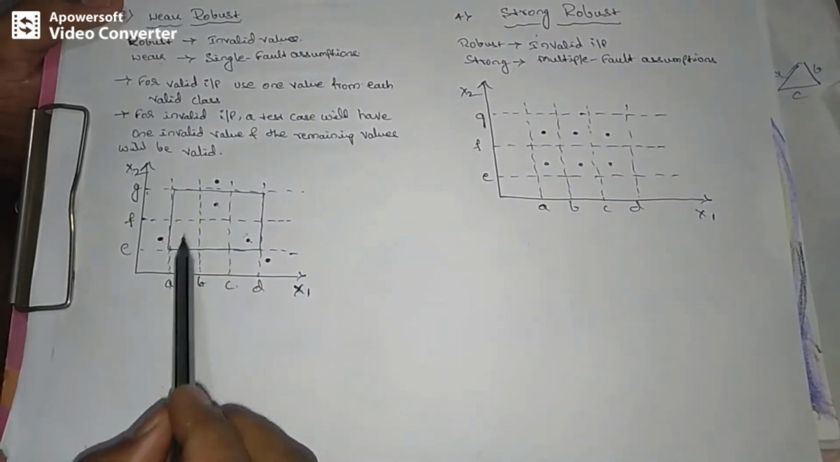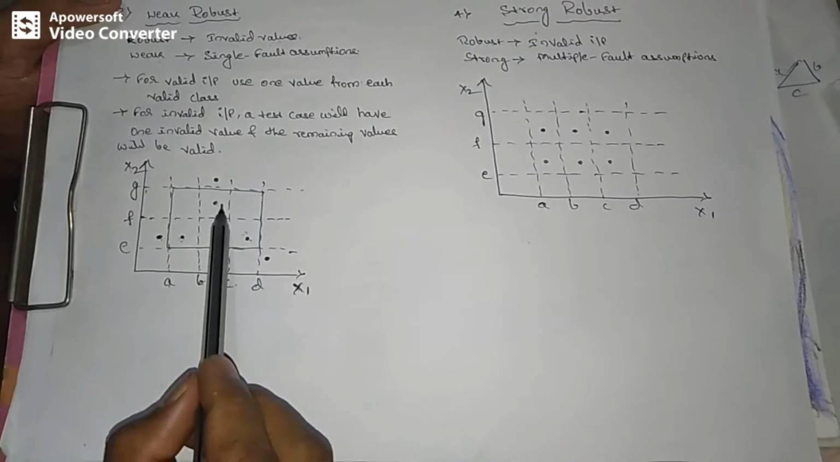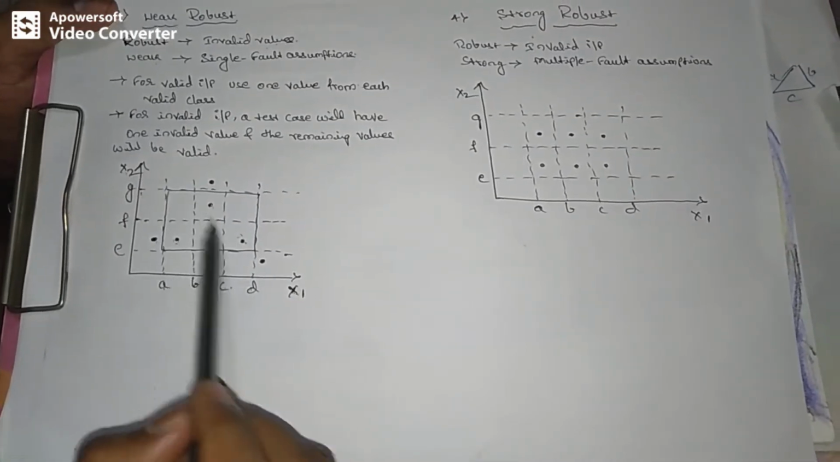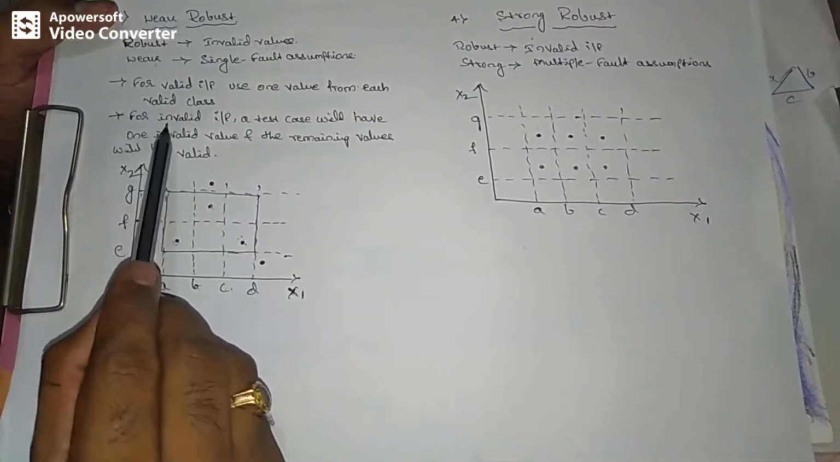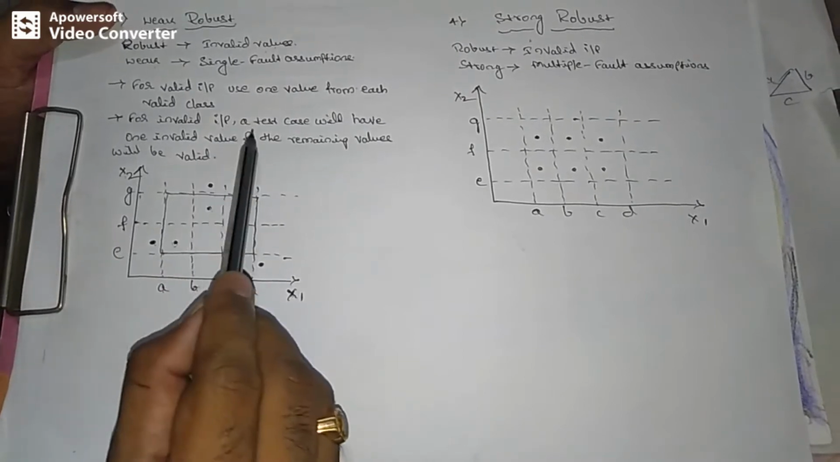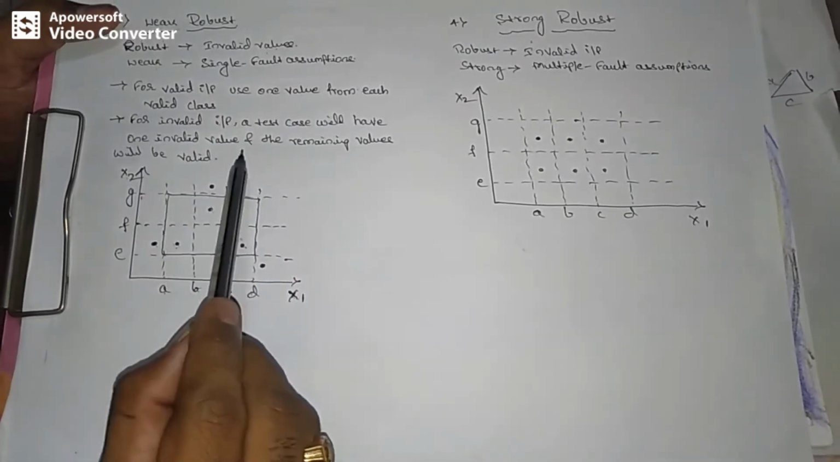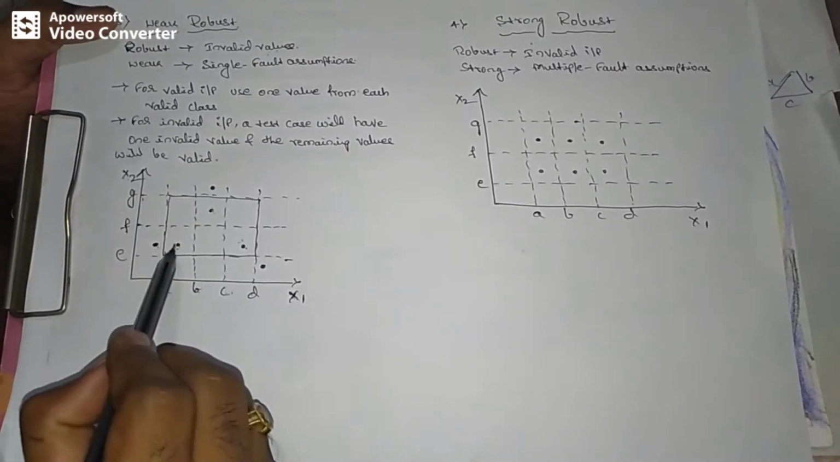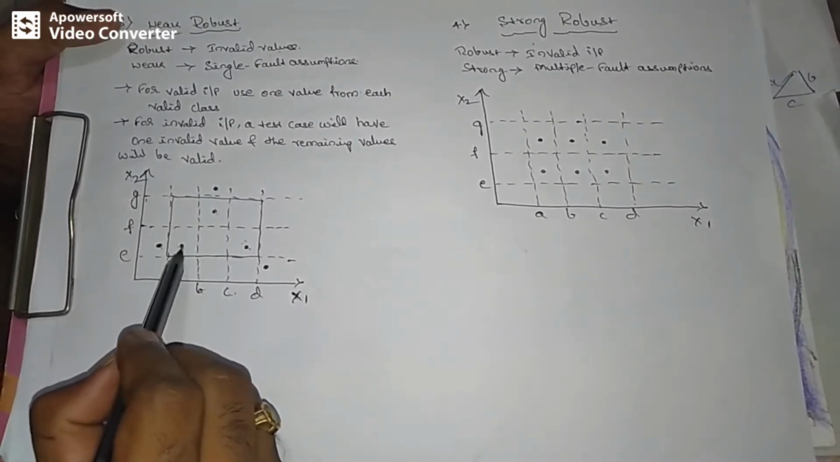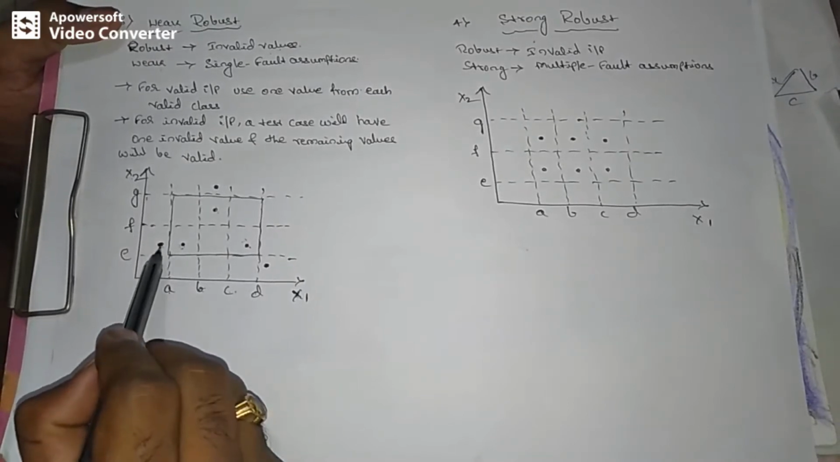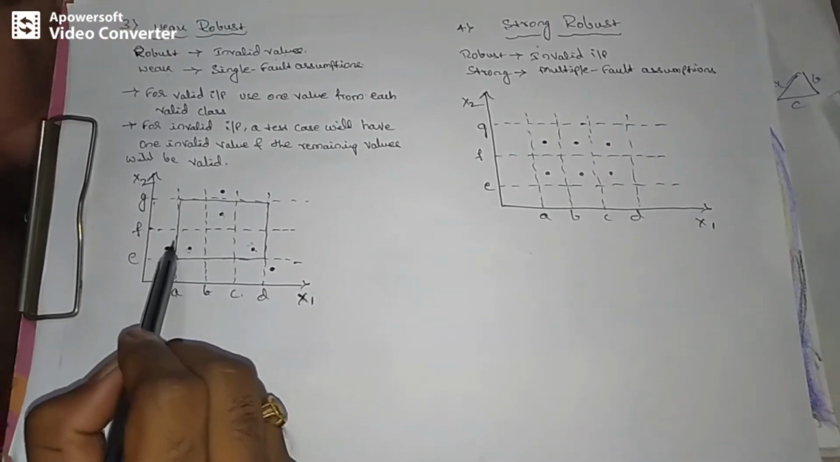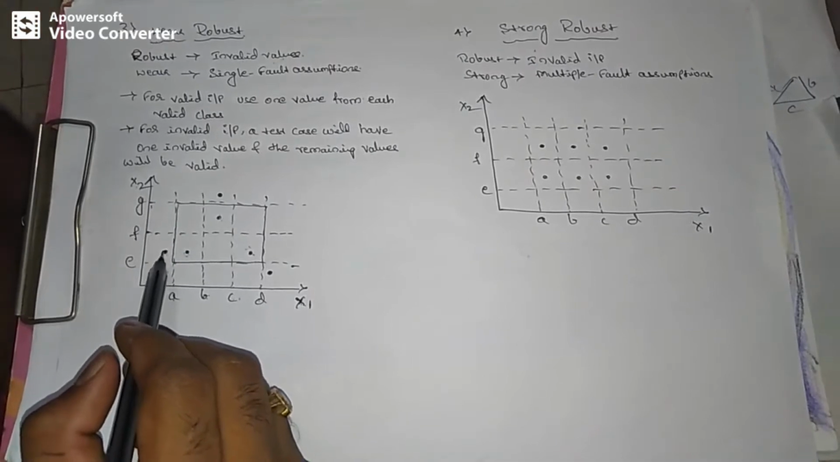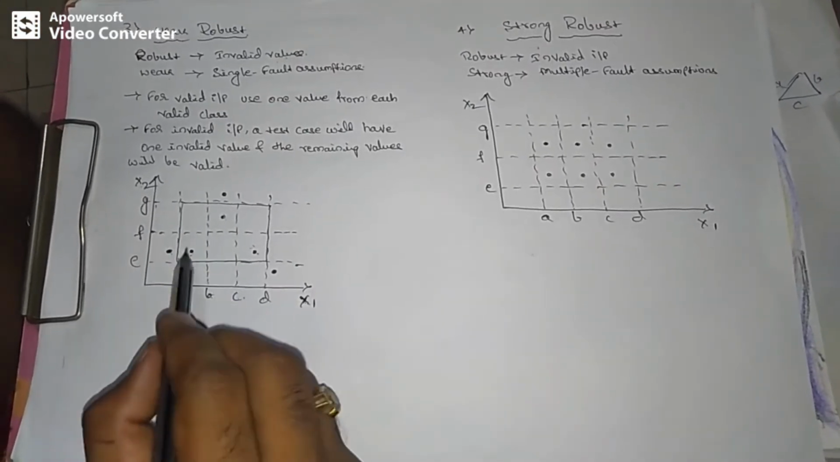For a valid input, use one value from each valid class. These are the valid classes or partitions which I have selected. For these valid classes or valid inputs, I need to select one invalid input. A test case will have one invalid value and the remaining values will be valid. Whenever I am writing the test cases, one input should be invalid and the other inputs can be valid. Like that we need to specify the test case.